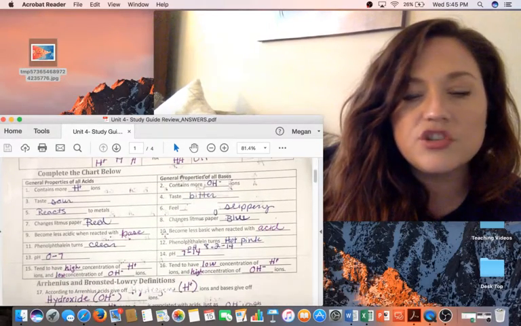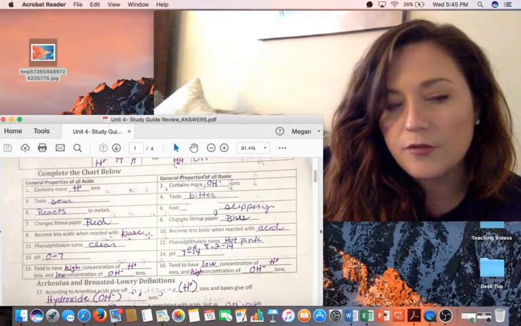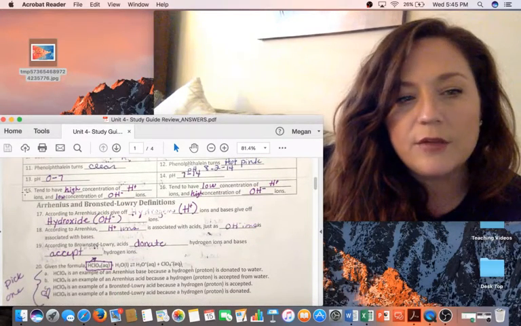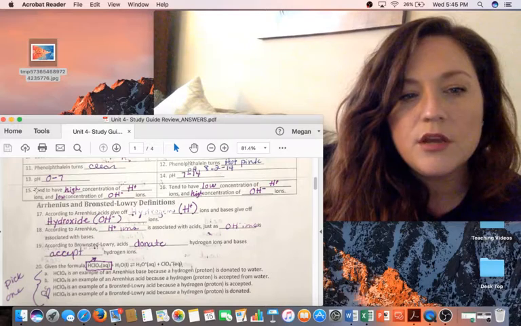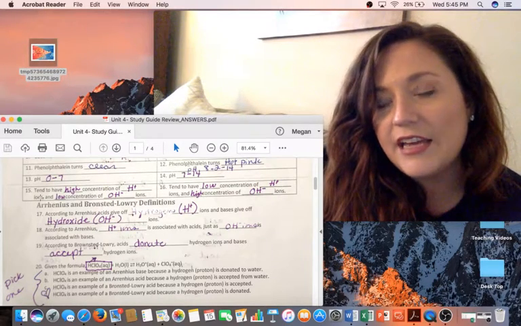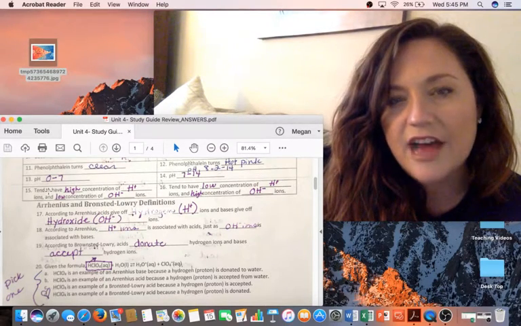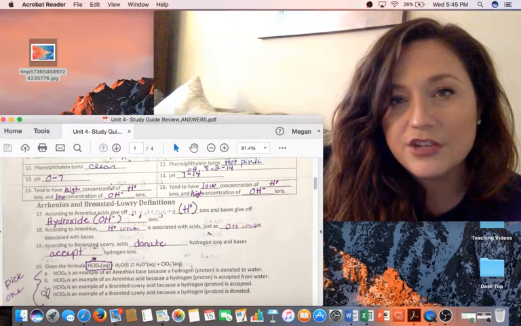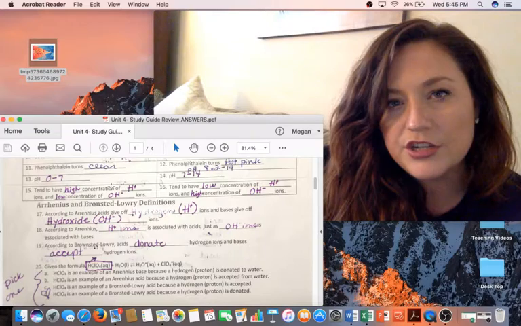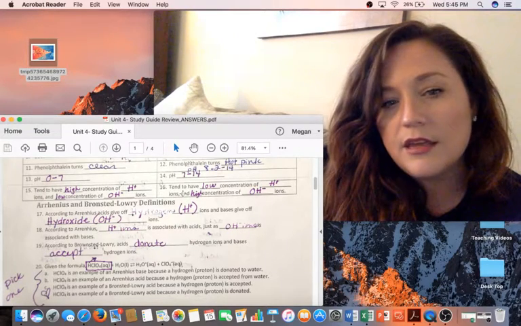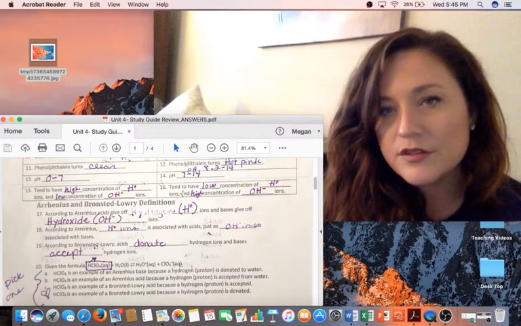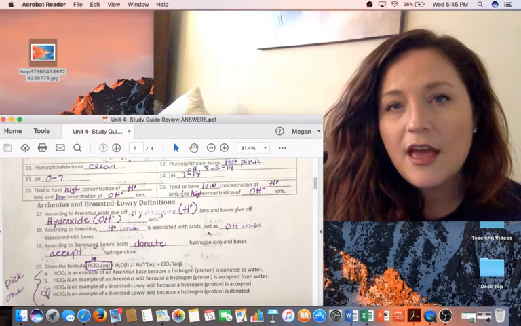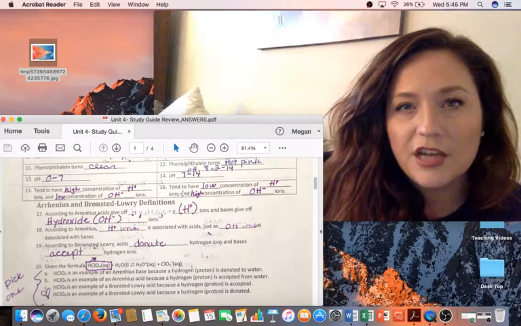All right, so this chart here should have been pretty straightforward for you to fill in. The hardest part that I saw today was number 15 and 16. Acids have a high concentration of hydrogen and a low concentration of hydroxide. Then bases are the reverse. They have a low concentration of hydrogen ions and a high concentration of hydroxide.